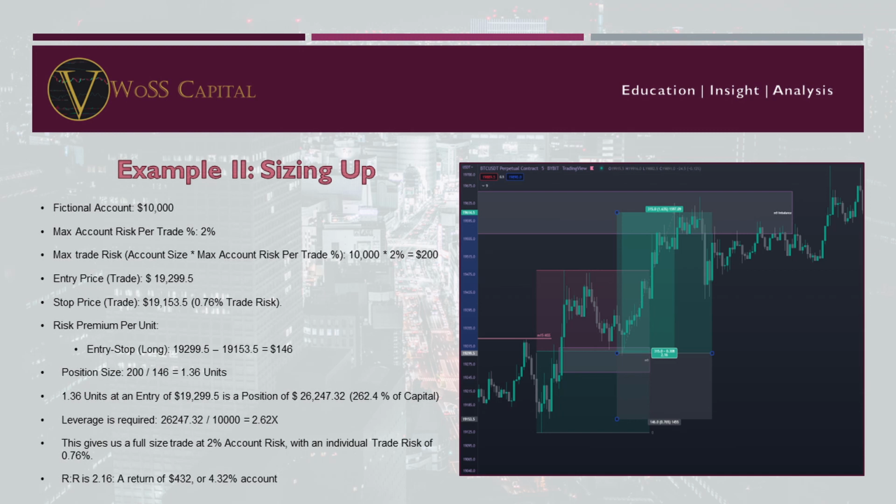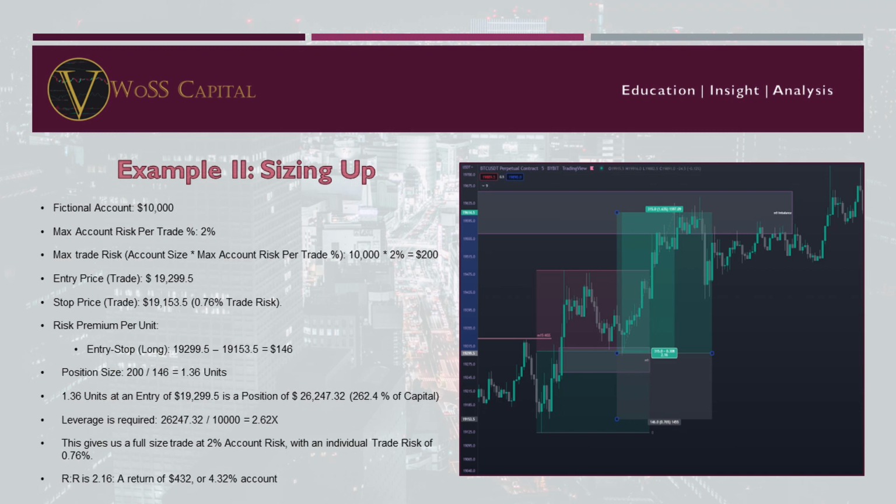The risk premium per unit, so your entry minus your stop, because this is a long, was $146. So the position size becomes 200 divided by 146, so your maximum risk divided by the risk premium per unit, so 1.36 units. 1.36 units at the entry price of 19,299.5 is a position size of $26,247, so 262.4% of the available capital that we've got.